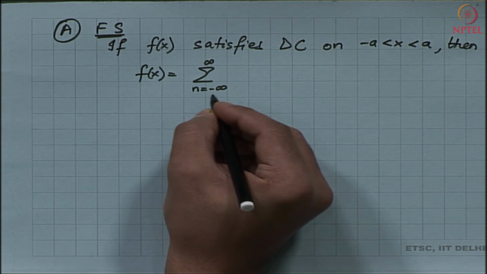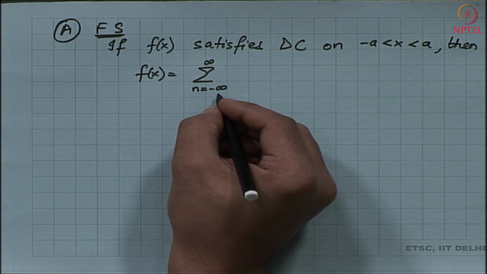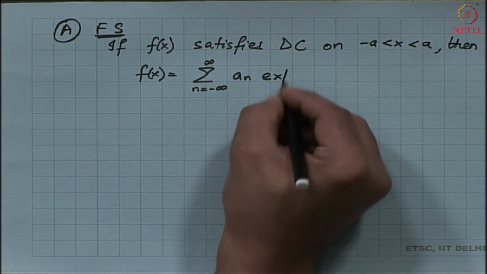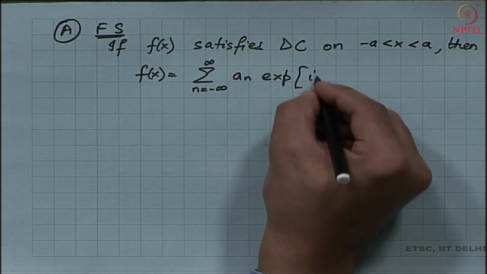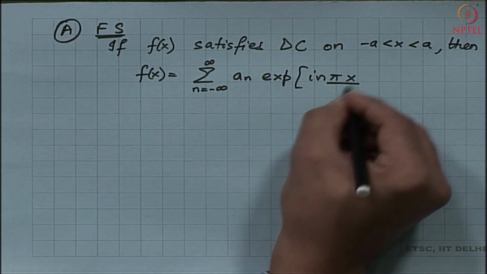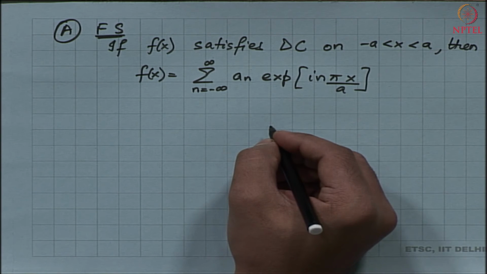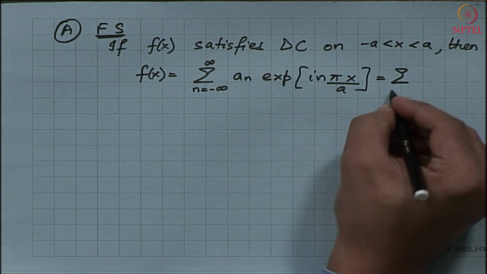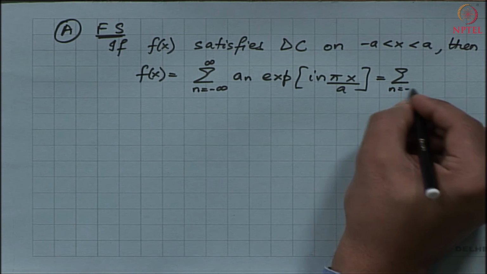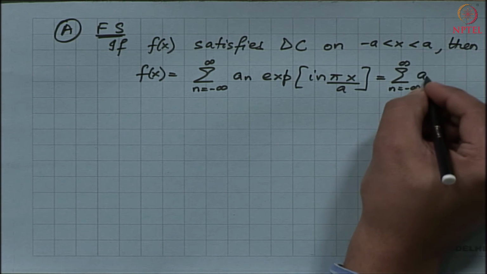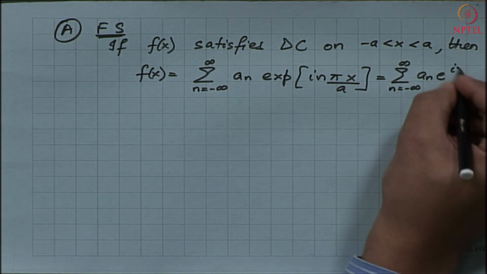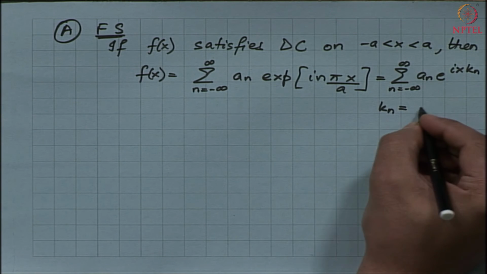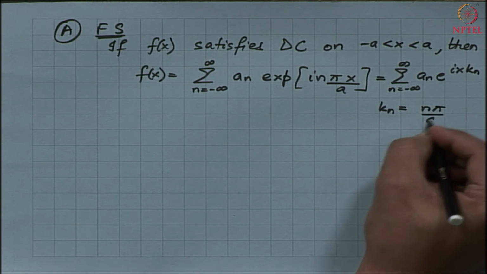f is a summation from n equal to minus infinity to infinity of a_n e to the power i n pi x by a, or let me just denote it in shorthand notation. This is the sum over n from negative infinity to infinity of a_n e to the power i x k_n, where my values k_n are these numbers n pi by a.